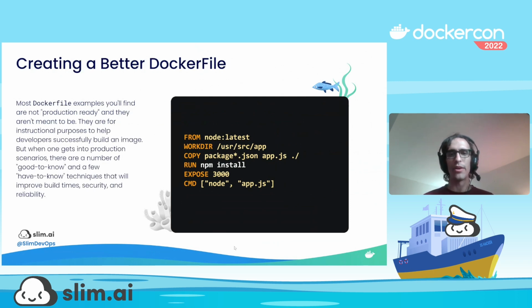How can we make this better? This example Dockerfile is certainly not production ready, and nor is it meant to be. This is really made for a developer just trying to get started, either with Node or Docker or both at the same time. So if you want to start with this boilerplate and run all the way to production, there's a couple of good to know, as well as a few have to know techniques to improve your build time, security, and reliability.